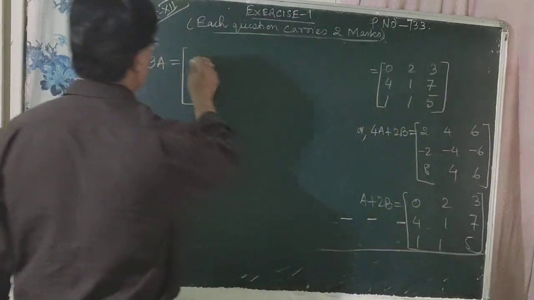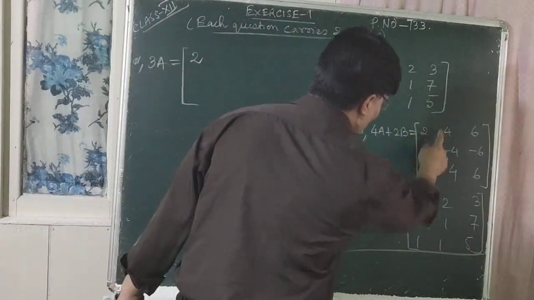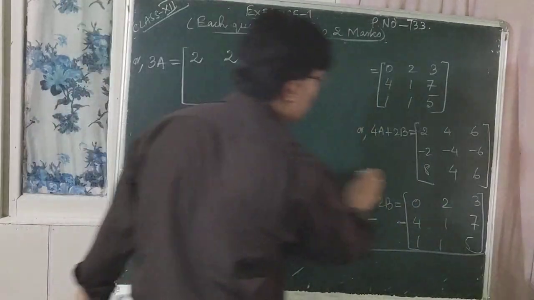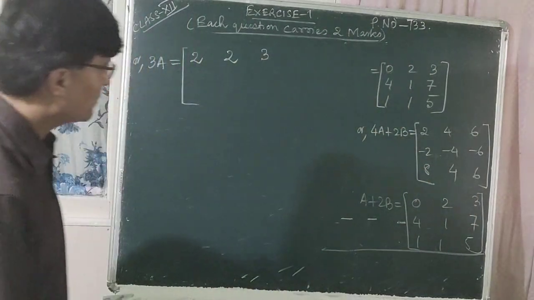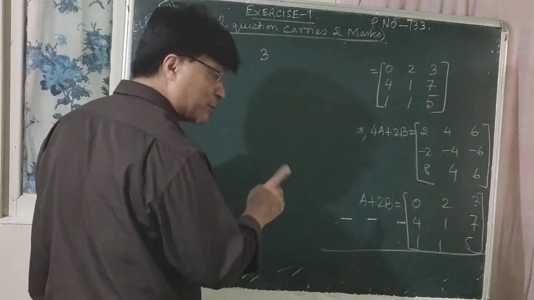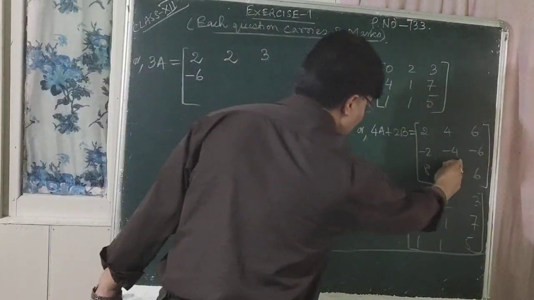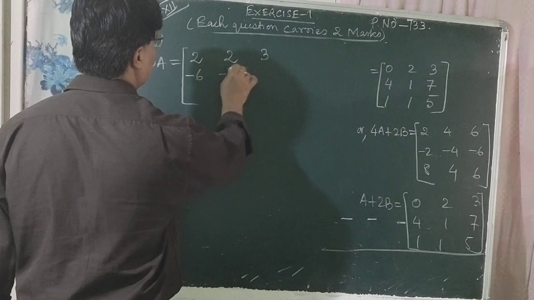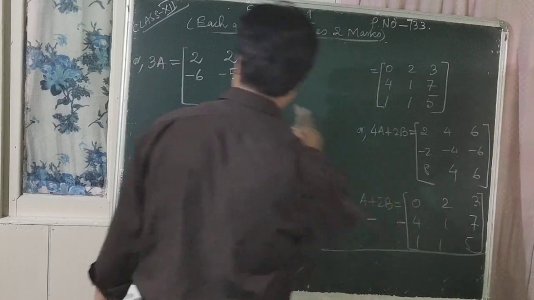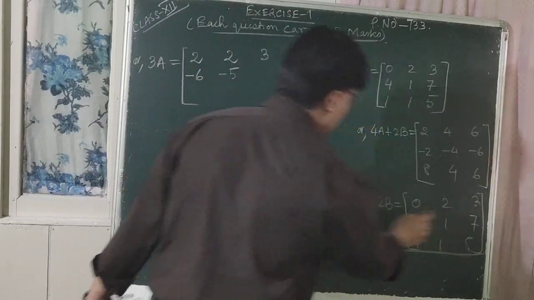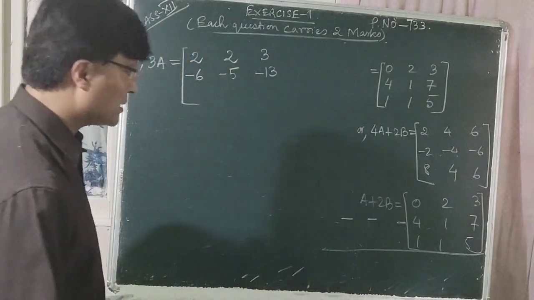2 minus 0, that is 2, right? Is that clear? Next, 4 minus 2 is 2, 6 minus 3 is 3. That is 2, 2, 3 in the first row. Next, corresponding elements should be subtracted. Minus 2 minus 4 is minus 6, minus 4 minus 1 is minus 5, minus 4 minus 5, minus 1 minus 5. This is minus 4, minus 1, minus 5, minus 6, minus 7, minus 13. Minus 13, is that right?